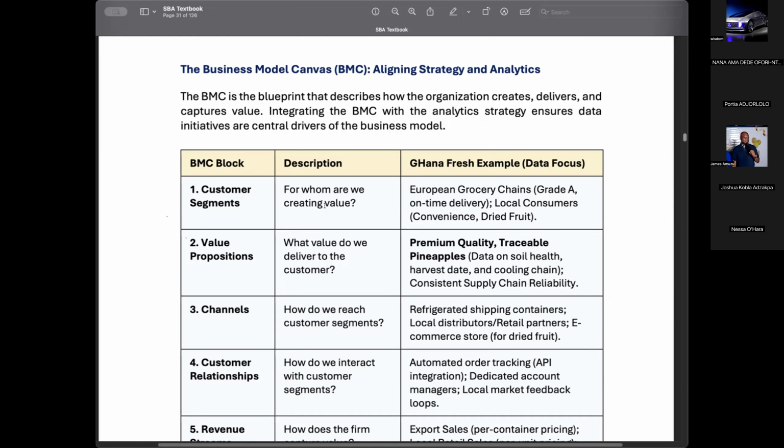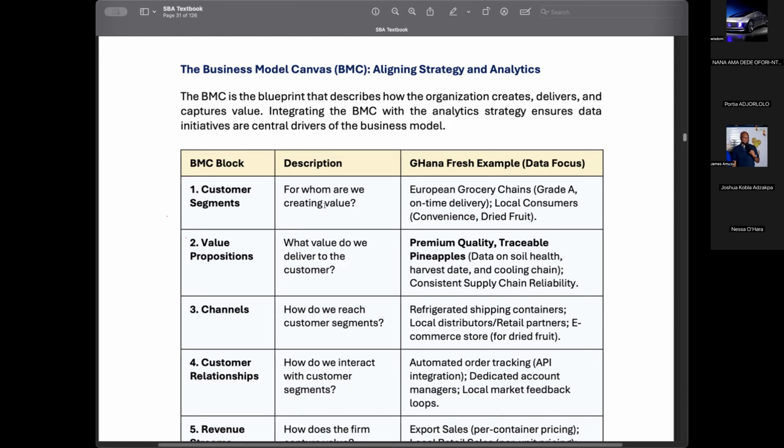Value propositions. What value do we deliver to the consumer? For the UK or the European market, I want to deliver pure quality traceable pineapples. That means I have data and a system for you to check in that database. What are these pineapples that you are eating? What is the data on the soil health, the harvest date, and the cooling chain? The information itself was even entered into your system for you to do your calculation on tracking your data, your soil health, your harvest date, and the cooling chain. Because when you go exporting, they will check these things.